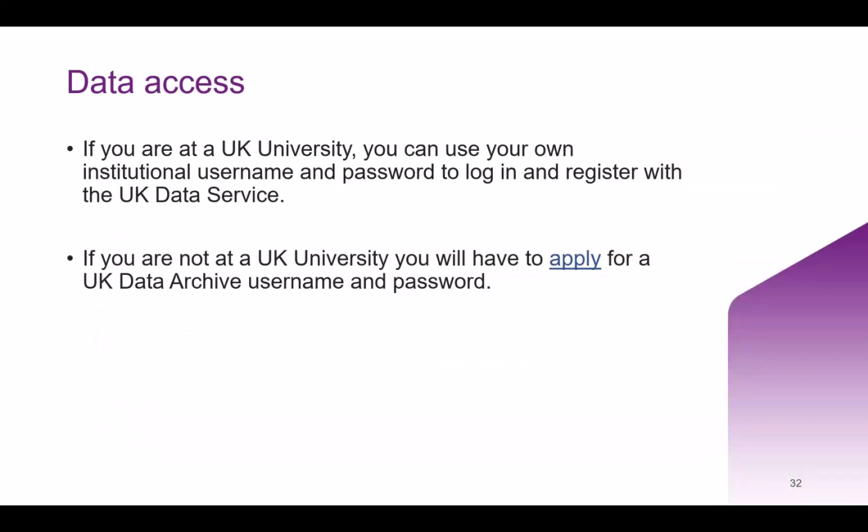So for registering, if you are based at a UK university, you would use your username and your password to get you in. If you are not associated with a UK university, you would need to make an application to us. And assuming that you meet the criteria and agree to the terms and conditions, you'll then be issued with a UK data service specific username and password that would get you access to the data.